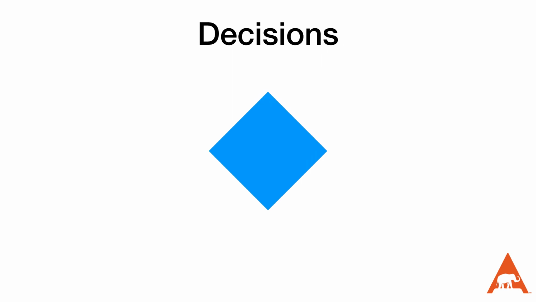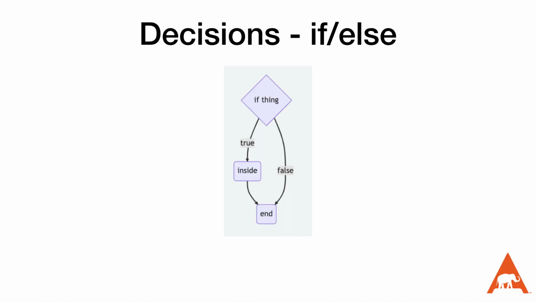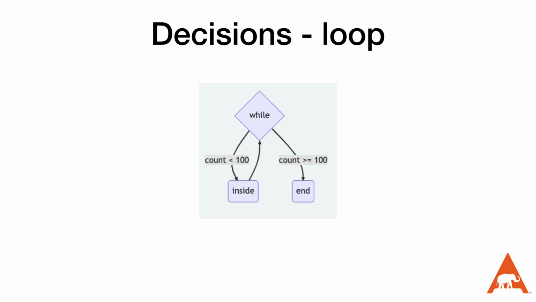Now, decisions are one of the most important things we'll need in our flowchart. We use a diamond shape to represent decision points in our flowcharts. As developers, we'll use these all the time to describe common flow statements. For example, this is an if-else block, and this is a loop.